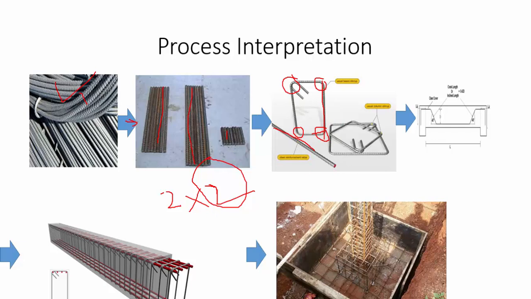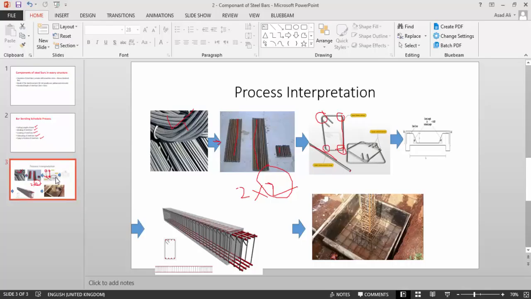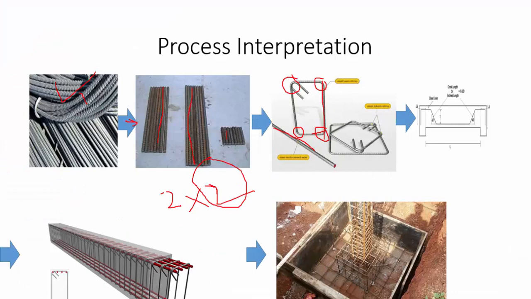Especially in the case of a slab, our next step is cranking, that we need to bend up. We also call this particular thing a bent up. For the bent up, you need to know that the steel bar is given an angle that is maybe 45 or 60. So this process is called cranking or bent up.